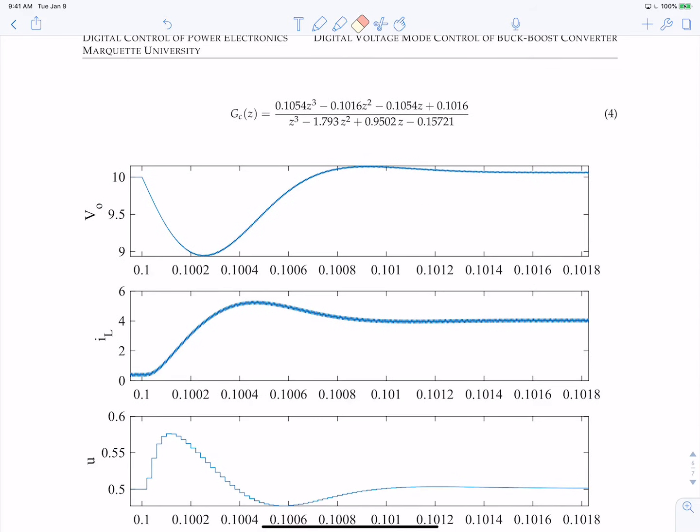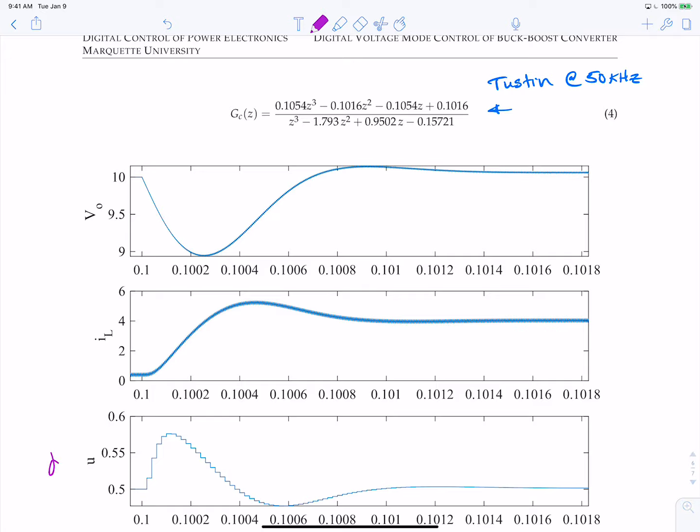So kind of lastly here, we have our response for the Tustin at 50 kilohertz. And you can see our controller design here. You can see this one looks even better than the other one. We go down, we come up, we barely overshoot, and then we lock right on in terms of the output voltage. You can see the current overshoots a little bit, then locks into the full load current, which is fantastic. It's exactly what we expect.